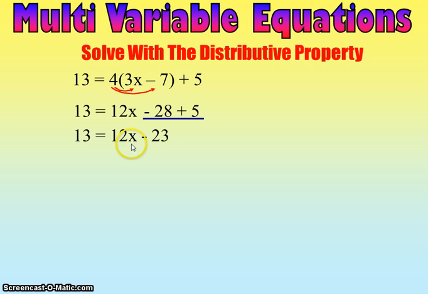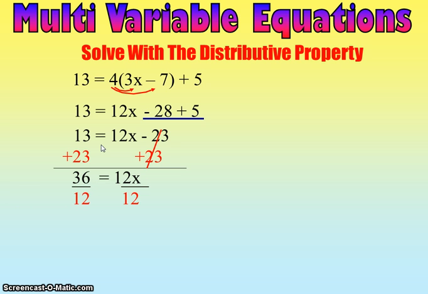So now we need to isolate the variable, which is just fancy math words for saying get the x by itself. In order to do that, we're first going to get rid of our constant here. It's a negative 23, so to cancel that out, we need to add 23. And if we add 23 to this side, we must add 23 to the left side. That's where those numbers come from. And we'll work that out. You're going to see that those cancel each other out. So we're going to be left with just 12x equals 36.